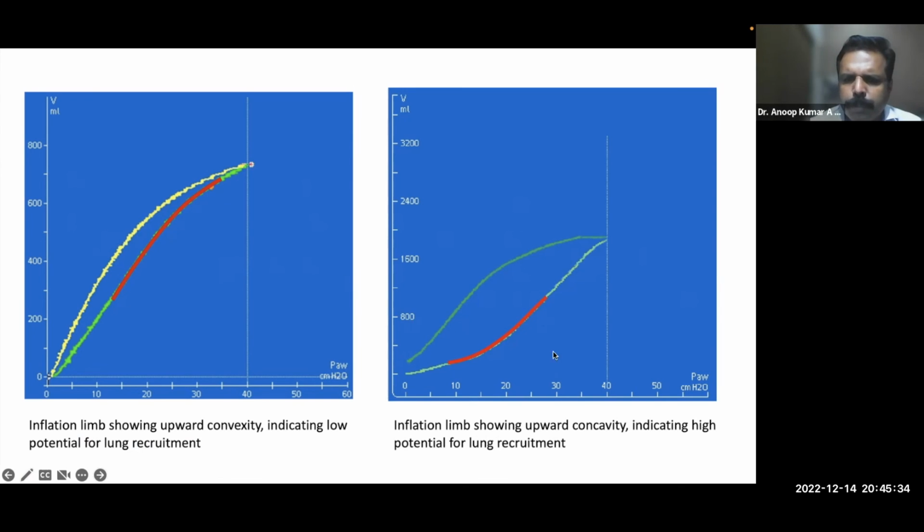And the PV loop using titration depends on the different protocols, where you can set in the machine itself with what PEEP it has to start and where it has to end. And then again, how we have to do the decremental PEEP titration also.